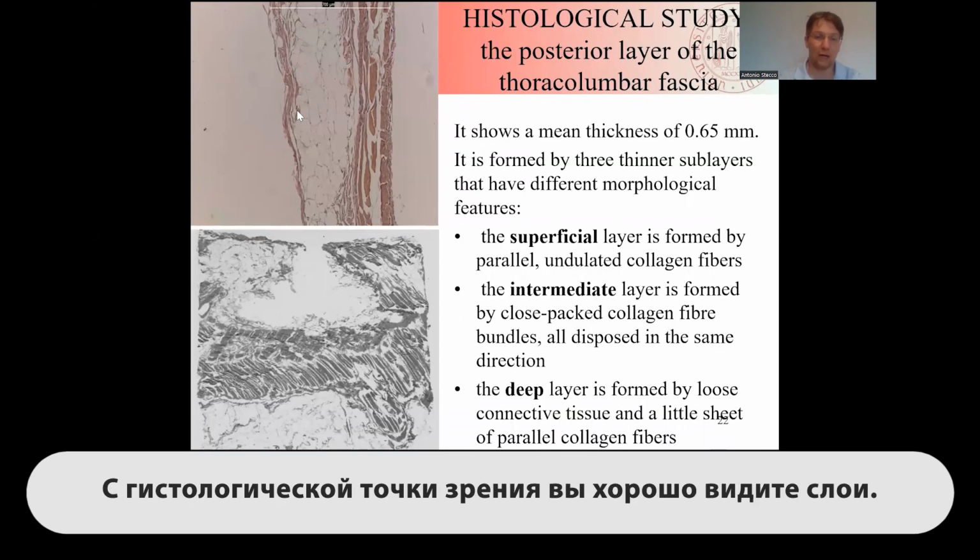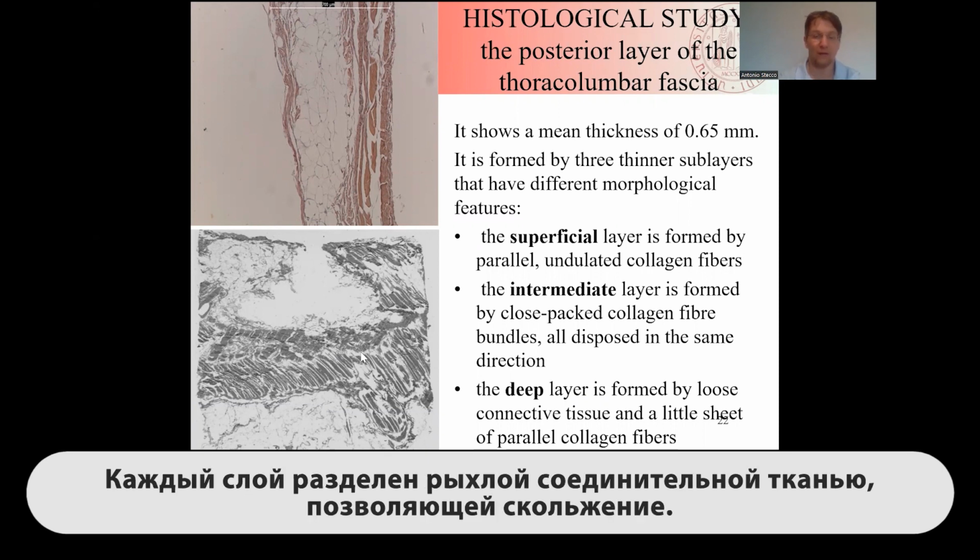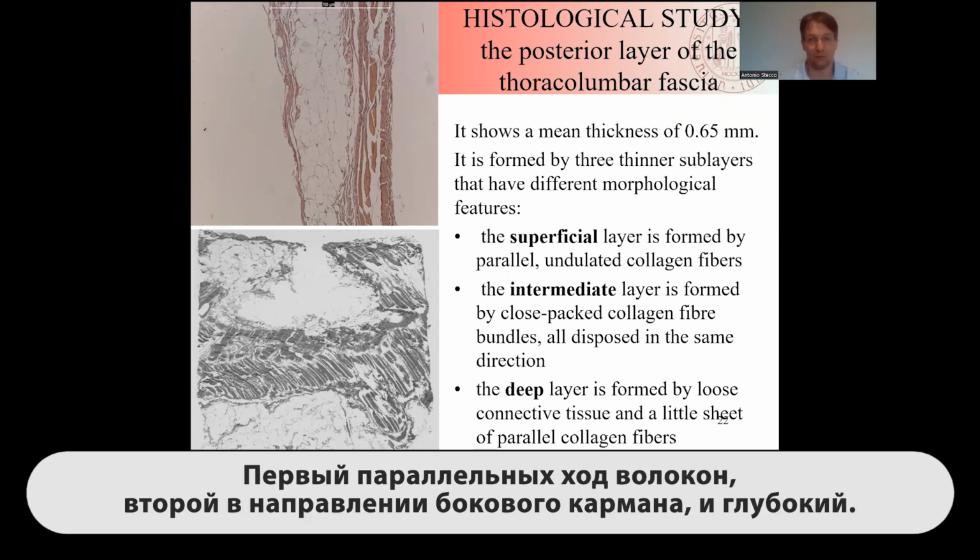So when you check from the histological point of view, you can see one layer, two layers, and three layers. This is the image: one layer of collagen fiber, two layers of collagen fiber, and three layers of collagen fiber. So you have the superficial, the intermediate, and a deep one. The superficial layer is formed by parallel fibers, the intermediate by clock packet collagen bundles, and then the third one.